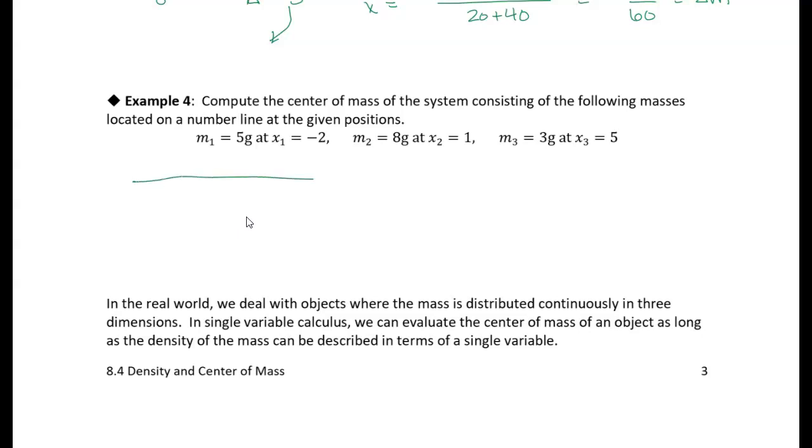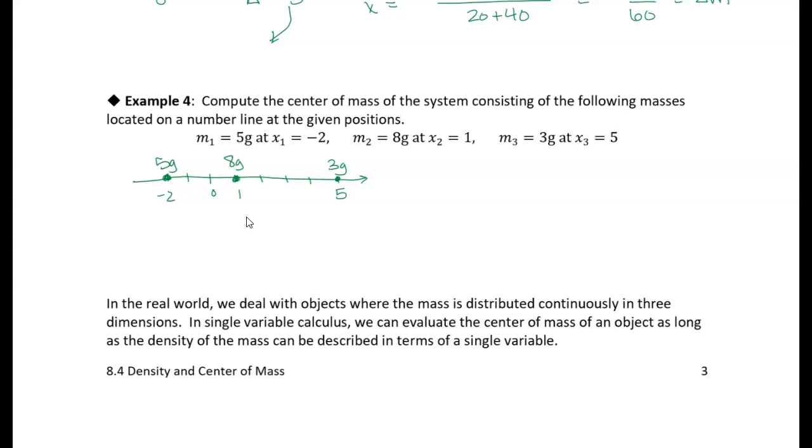So in this example, we have three masses, and we're given the position of each of the masses. So let's just draw what we're given here. I always like to draw a picture, so I'm just going to draw a number line. Now the first mass is at -2, so I'm just going to put 0 here, and then -2 is right here, and we have a 5 gram mass there. And then at 1, we have an 8 gram mass. So I'll draw my 8 gram mass, and then the other one is at 5. So 2, 3, 4, 5. So here's 5, and here's our 3 gram mass.